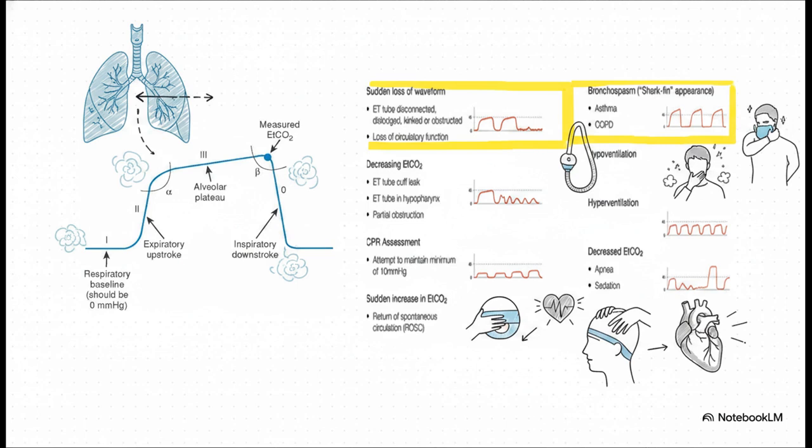Do you see a sudden, complete loss of the waveform? Boom! You can instantly diagnose a disconnected, dislodged, or kinked ET tube. Or are you spotting a classic shark fin appearance? Your patient is highly likely experiencing bronchospasms, like what you'd see in asthma or COPD.